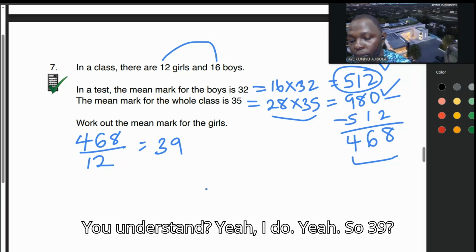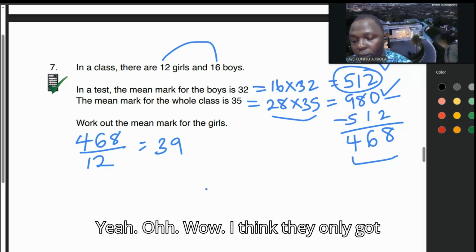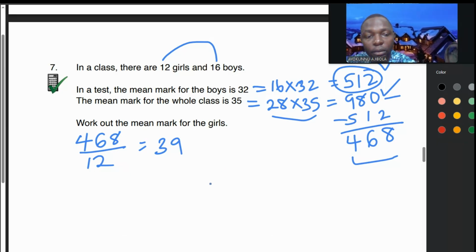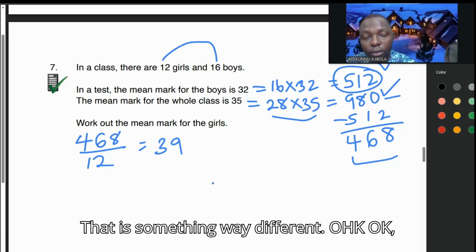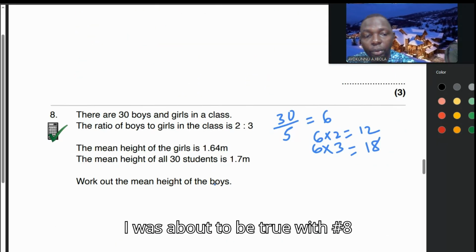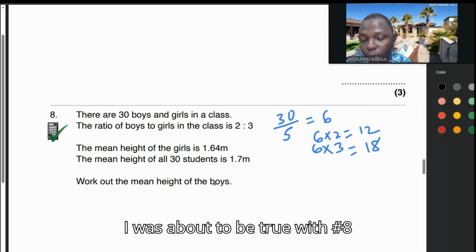You understand? Yeah, I do. Yeah, so 39. Okay. Wow, I think I only got 1 mark for that one. Okay, I did something way different. Okay, I've not done number 3 and 2, I was about to go through number 8.